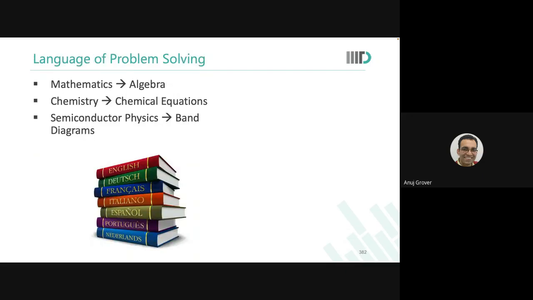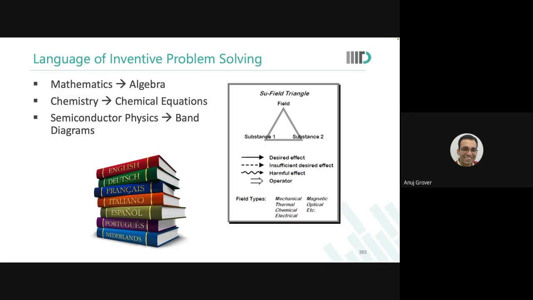Okay. And this was the slide I had used there earlier also, that, for example, in math, you have algebra, chemistry, you have chemical equations, semiconductor physics, band diagrams, coding, C, C++, whatever. Similarly, he said there's a language for inventive problem solving, where there are substances and fields. And he also gave a legend, just like we have a legend for function models. He gave a legend for substance field diagrams also, where he said that when there is a desired effect, I will use a solid positive arrow sign.